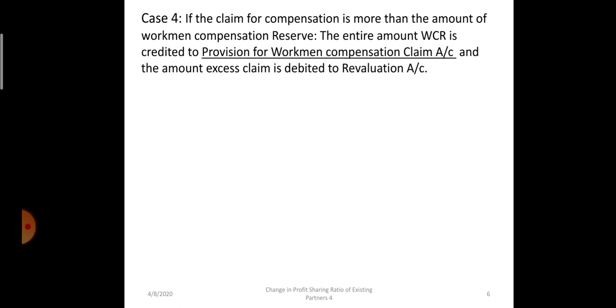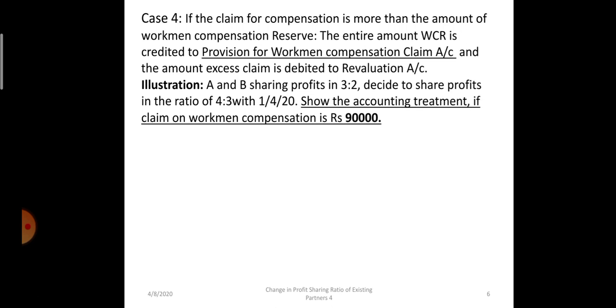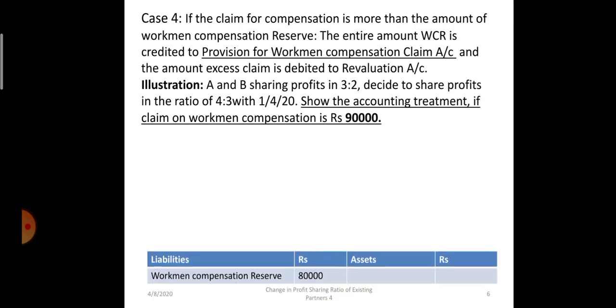New case, if the compensation is more, now this is a little different. The claim is more than the available funds. So in that case, whatever workman compensation reserve is there will be transferred to the provision for workman compensation, and the excess claim will be debited to revaluation account. The revaluation account's loss will be transferred to partners' capital accounts in the old ratio.